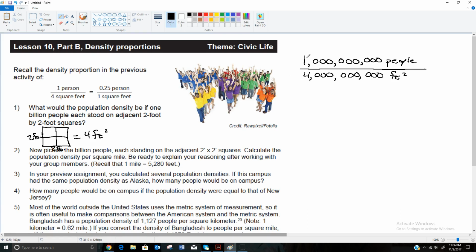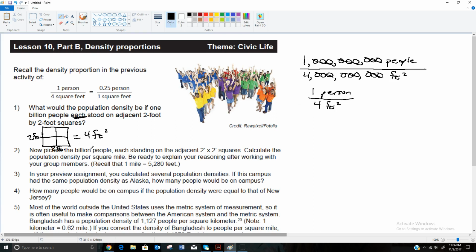It doesn't matter that we switch this to 1 billion people and 4 billion square feet. If we cancel the zeros, which you can do only if the zeros are on the end like this, that still gives you 1 person per 4 square feet. Just because we multiplied by 1 billion people doesn't change the fact that each person gets 2 foot by 2 foot, so that's 4 square feet. So we still have 1 person every 4 square feet.